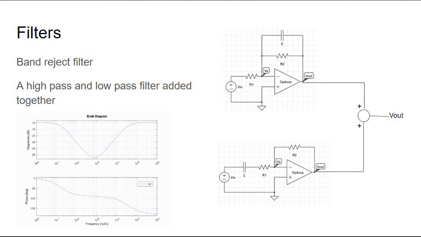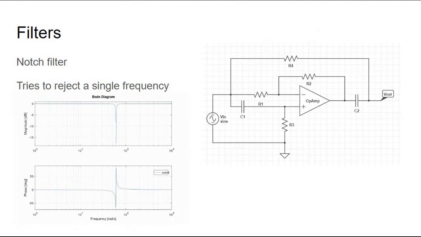And then there is the notch filter. This tries to reject just a single frequency. It is most commonly used to reduce the noise from nearby electronics, which operate at around 50 or 60 Hz, depending on where you live. There are many more filters that can be created, like second order filters or higher order filters. Let's go on to the next circuit.